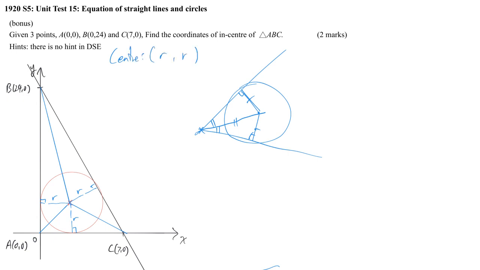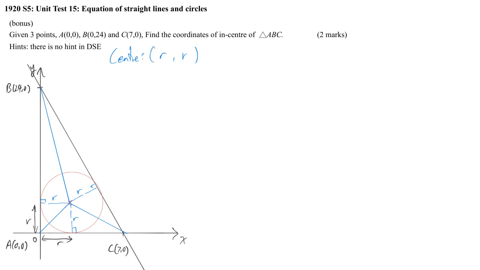Then our mission is to find out what is the radius of this inscribed circle. This distance is R, also this distance is R. So we can find out one side of a congruent triangle is 24 minus R. Just like what I mentioned, these two triangles are congruent. This is 24 minus R, which implies this is also 24 minus R. For a similar reason, we have 7 minus R here, which means that this is also 7 minus R.